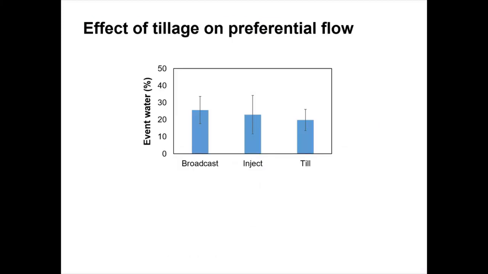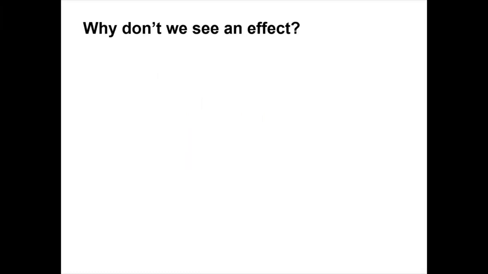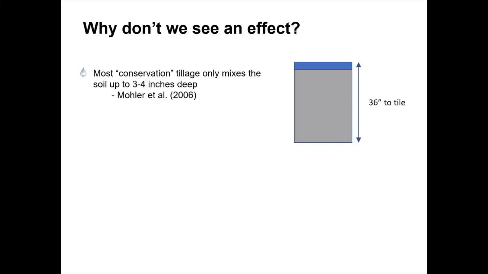Similar to the last study I showed you, there was no difference between these 3 tillage treatments. The amount of rainwater leaching through the profile was the same regardless of whether it was no-till or tilled. You may ask, well, why is that the case? Why don't we see an effect of tillage? I thought tillage broke up macropores.